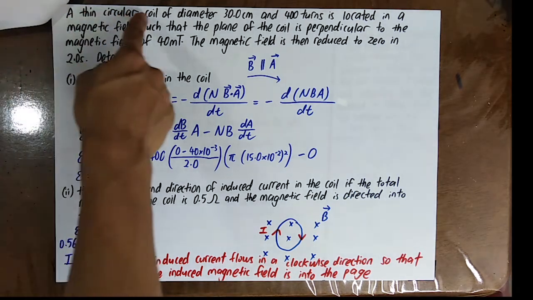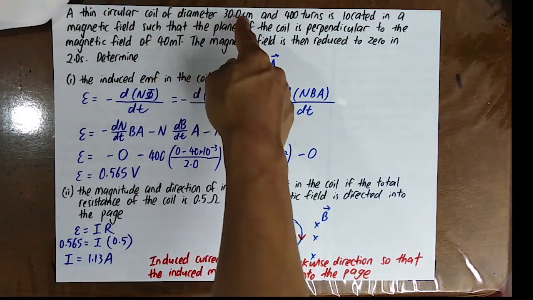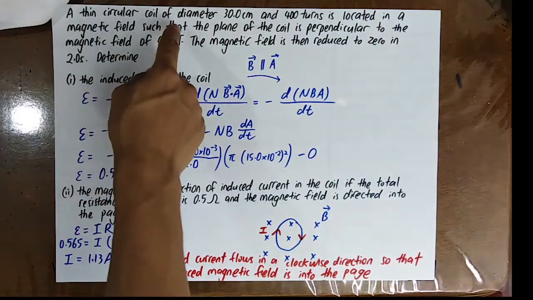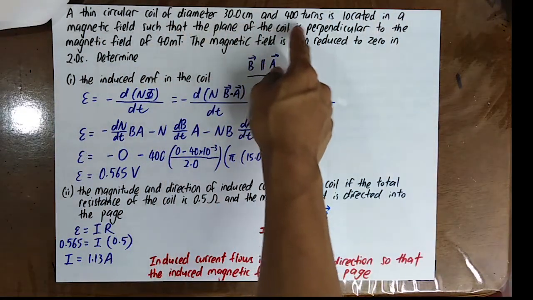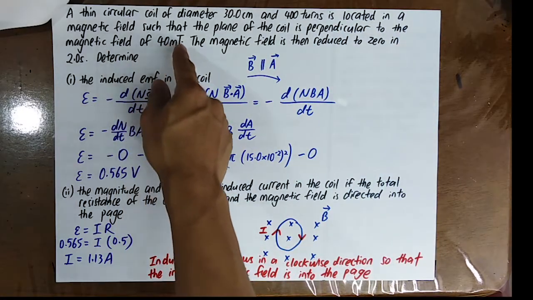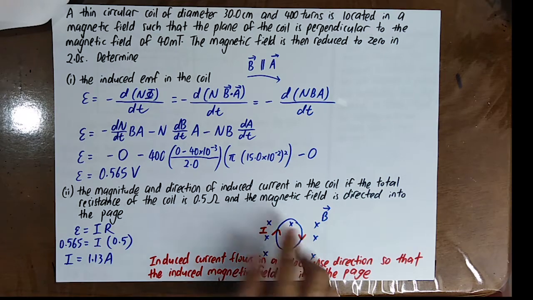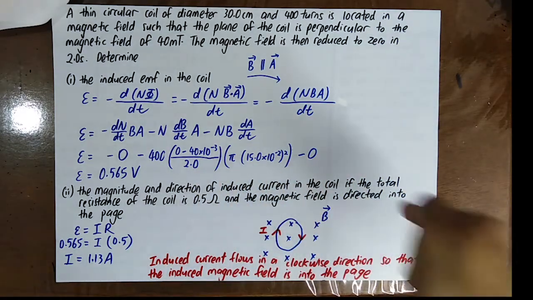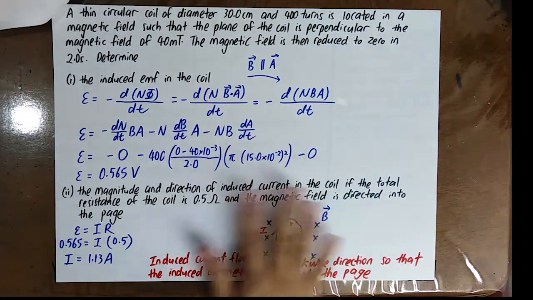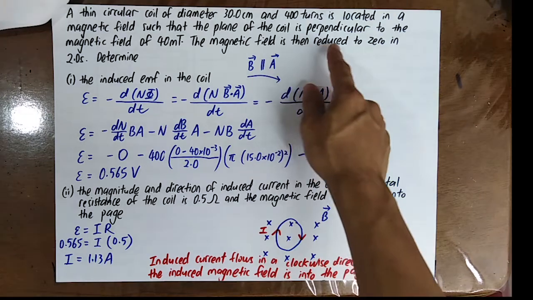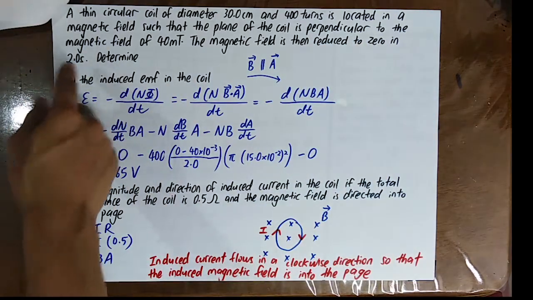A thin circular coil of diameter 30 cm and 400 turns is located in a magnetic field such that the plane of the coil is perpendicular to the magnetic field of 40 millitesla. So it's like this. The plane is here, and the magnetic field is in this direction. So you know that the plane is perpendicular to the magnetic field. The magnetic field is then reduced to 0 in 2 seconds.